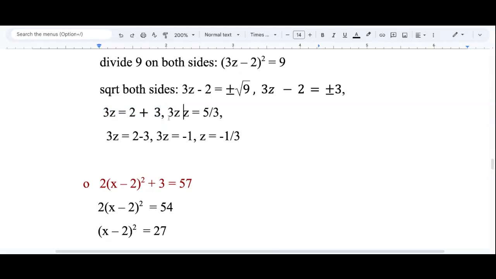Okay, let me just write it one more. 3z equals 5, so we divide by 3 on both sides. So z equals 5 over 3. So this is one solution. The second solution is 3z equals 2 minus 3, which means 3z equals negative 1. We divide by 3, z equals negative 1 over 3. The two solutions. Does that make sense?